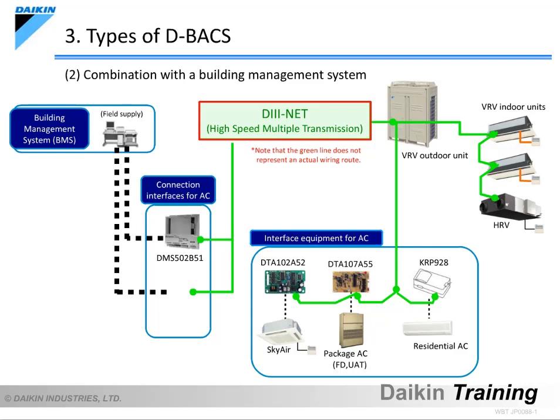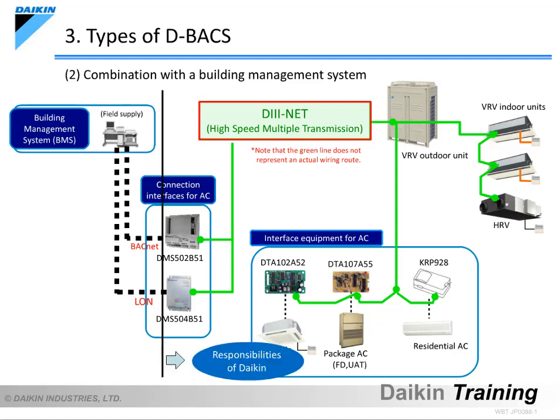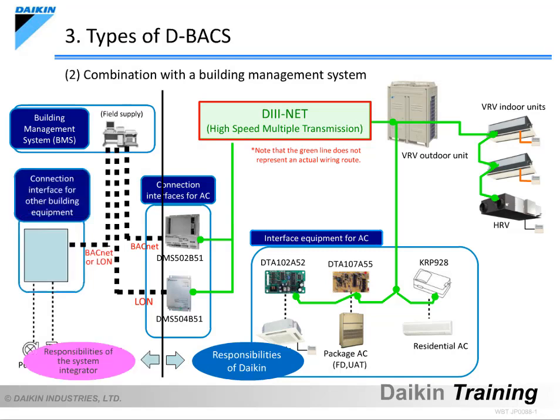Daikin has developed several types of interfaces to have compatibility with the major open communications standards for BMSs, including BACnet and LonWorks. With those interfaces, D-BACS is able to support many different types of control functions for the air conditioning system. When a BMS is used to control the air conditioning system, Daikin is responsible for everything up to the completion of the test run of the air conditioning units, while the system integrator will take charge of the setting and confirmation of operation and management items for all the building equipment including the air conditioning system.